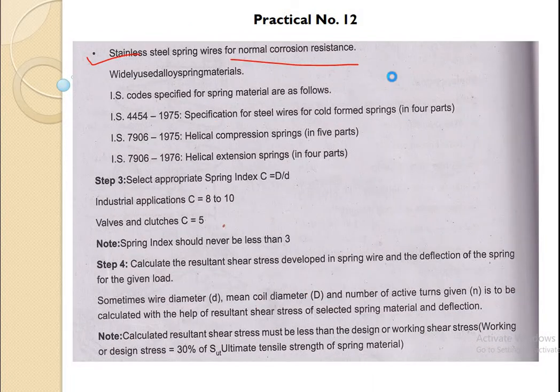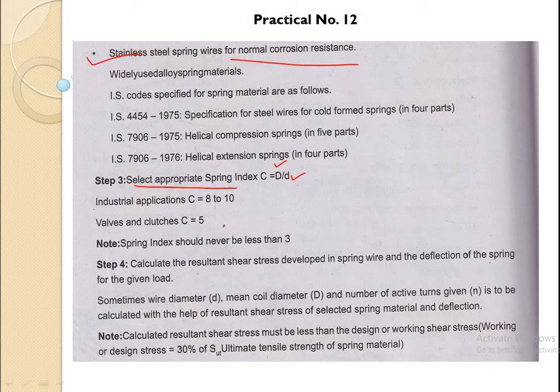नंतर काय केलं, स्प्रिंग मटेरियल कोणतं आहे ते आपण सिलेक्ट केलं. थर्ड स्टेपमध्ये काय, सिलेक्ट ॲप्रोप्रिएट स्प्रिंग इंडेक्स. स्प्रिंग इंडेक्स काय असतो, mean coil diameter to the wire diameter. It is the ratio of mean coil diameter to the wire diameter. जेव्हा आपण मेन कॉइल डायमीटर सिलेक्ट करणार आहोत, कॉइल डायमीटर सिलेक्ट करणार आहोत, या दोघांचा वापर करून then we can determine the spring index of that material.